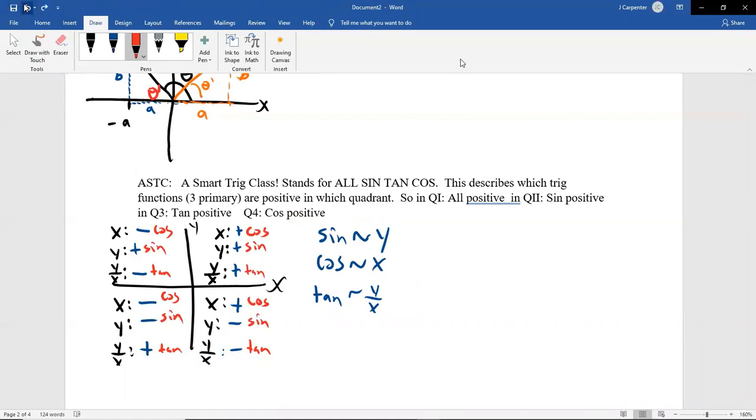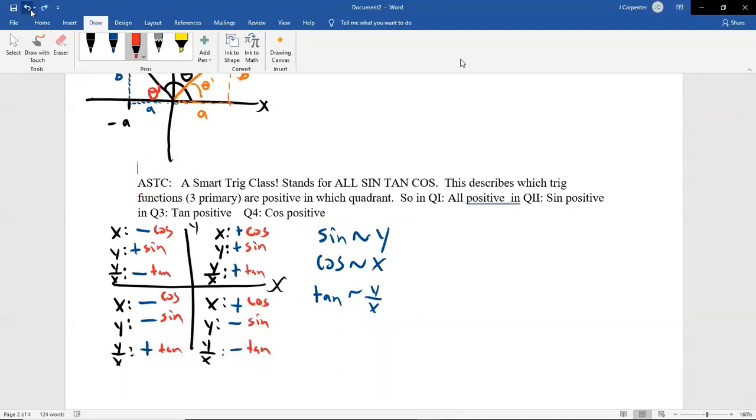But if you don't just want to blatantly memorize or have to recreate this diagram every time to remember in which quadrant sine's positive and which quadrant it's negative, that kind of thing, this ASTC gets all of that a lot quicker. So if your angle is in quadrant 2, if you're doing a sine, it's going to be positive. If you're doing a cosine, it's going to be negative. If you're doing a tangent, it's going to be negative.